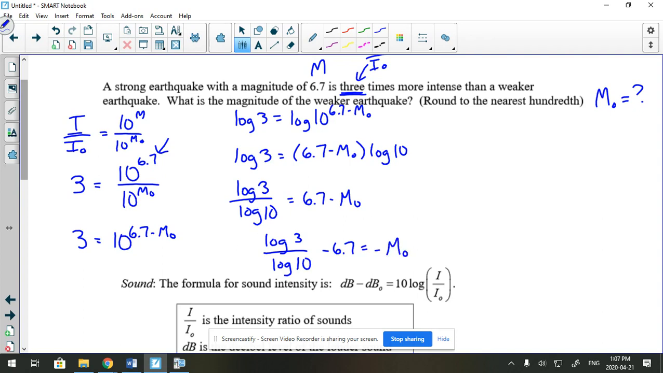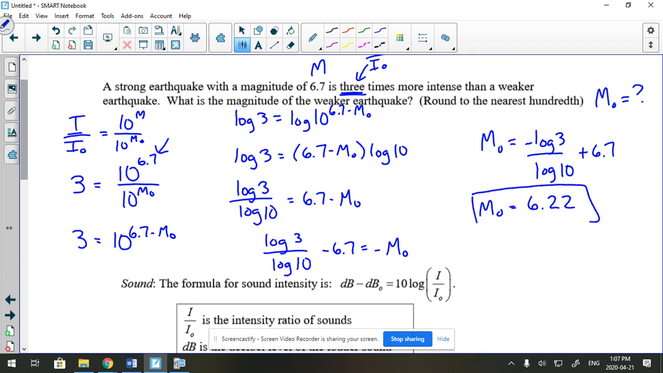That leaves me with a negative m0, so that means I'm going to have to multiply everything by a negative in order to make this a positive m0. Okay, and then you can put that into your calculator like I showed you before, and you should see that the intensity of the weaker earthquake is going to be approximately 6.22.